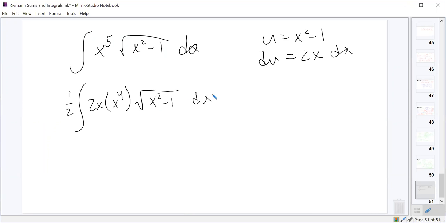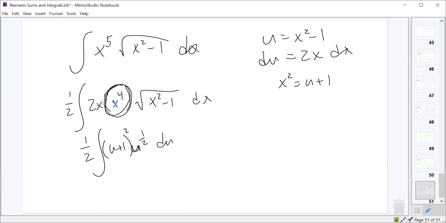Yes, nice. That's exactly right, because the 2x dx can become your du. So we're going to have a 1/2 of an integral of u to the 1/2 du. But we've still got this x to the 4th term in there. But we know what x squared is. X squared is u plus 1. So x to the 4th ought to be u plus 1 squared. And so sometimes it's okay to have a little extra piece in there as long as we can, in our original u substitution, solve for that piece and substitute it in terms of u. Everybody good with that?